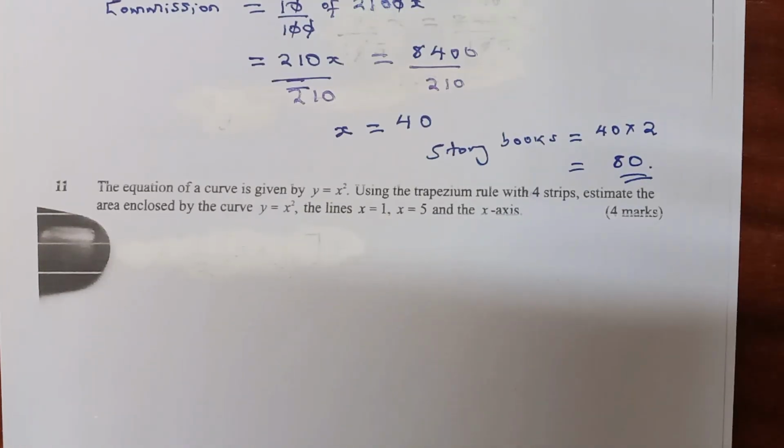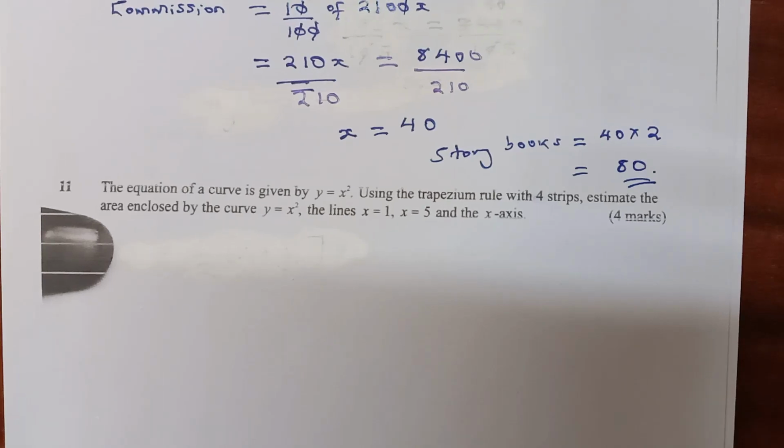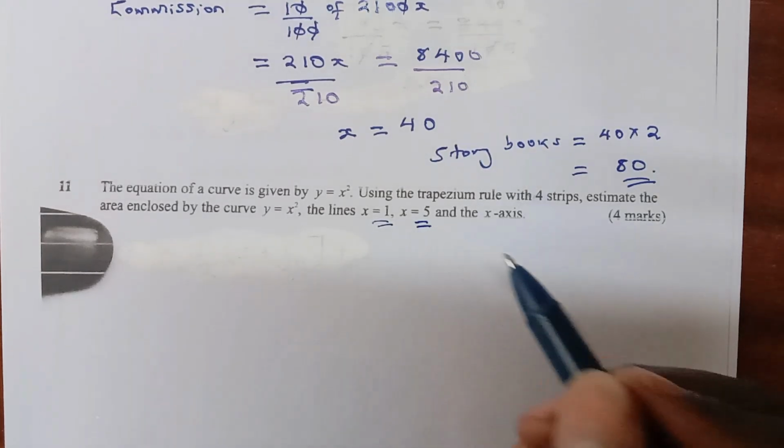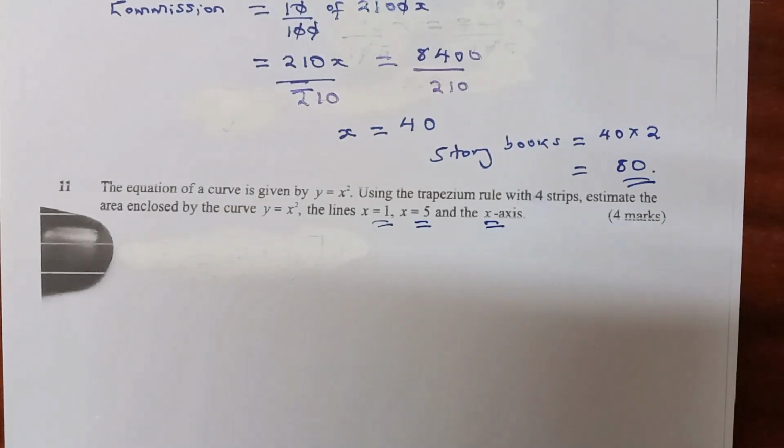Now we are going to look at question 11. The question goes, the equation of a curve is given by y equals x squared. Using the trapezium rule with 4 strips, estimate the area enclosed by the curve y equals x squared, the lines x equals 1, x equals 5, and the x-axis.